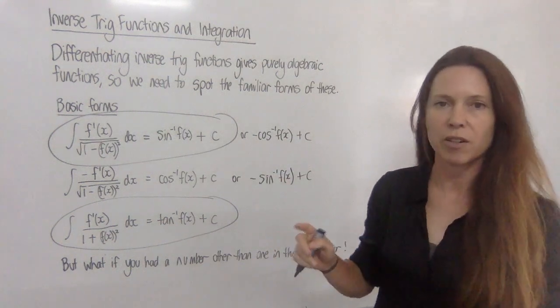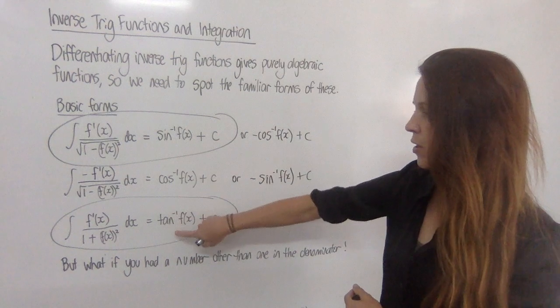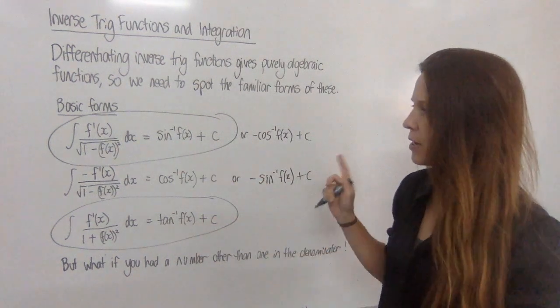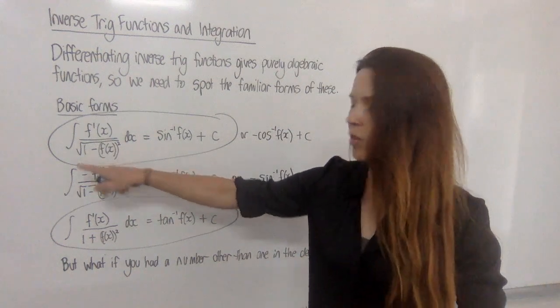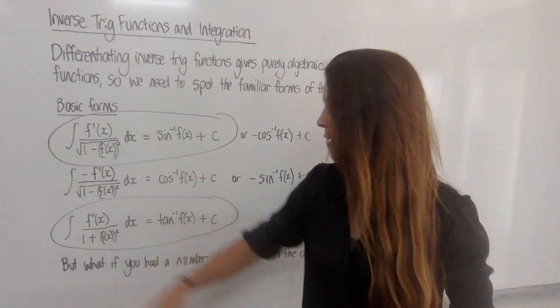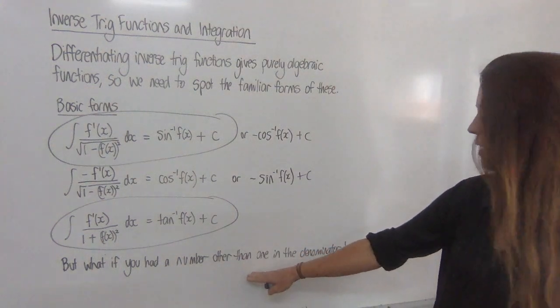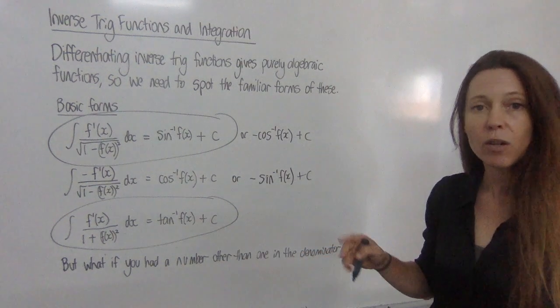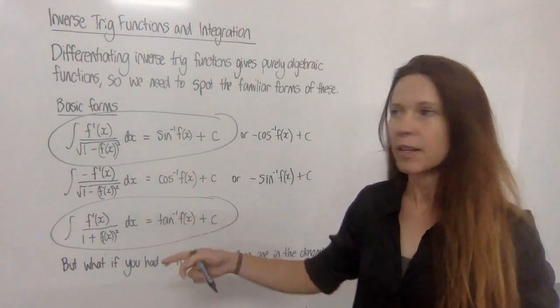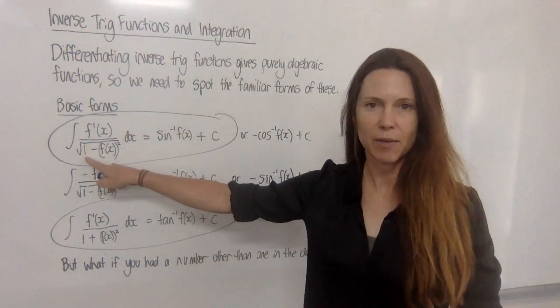So what you'll see is that on your reference sheet, we only get this version and this version, but this is not how they're written on your reference sheet. And the reason they're not written this way is that this is sort of like your perfect question, which has got the 1 down the bottom here in the denominator. And I've written here, but what if you had a number other than 1 in the denominator? What would you do? Well, we need a version of these formulas that actually accounts for having another number down there.